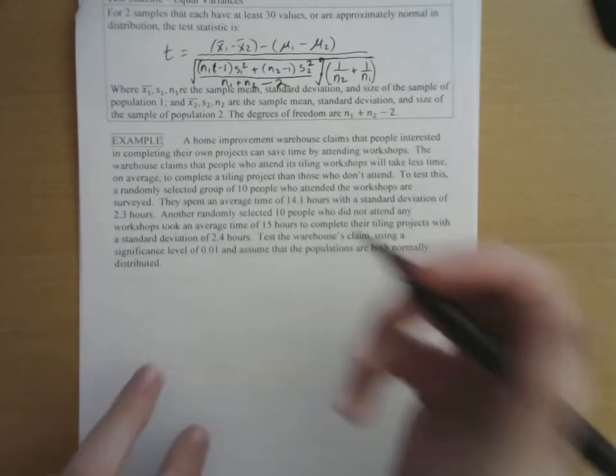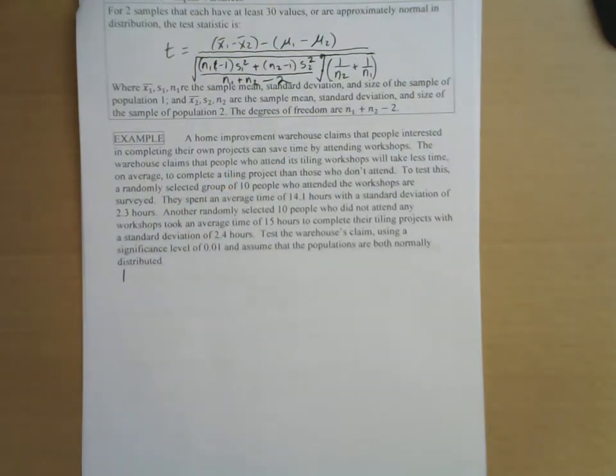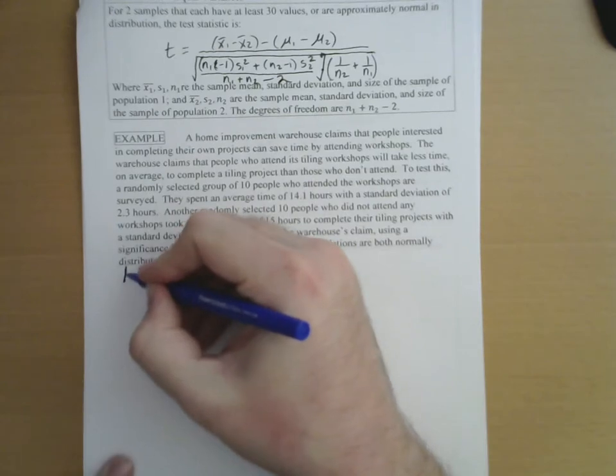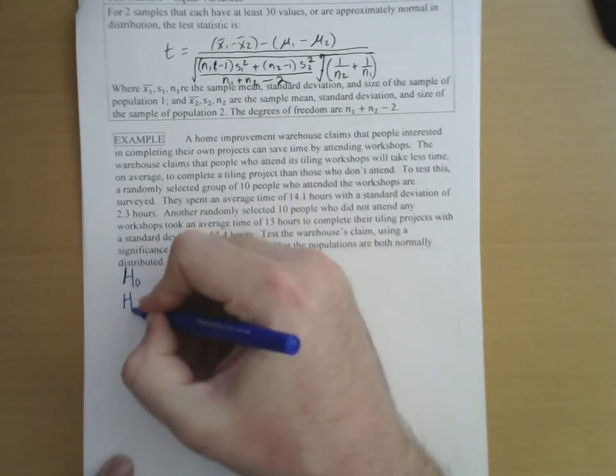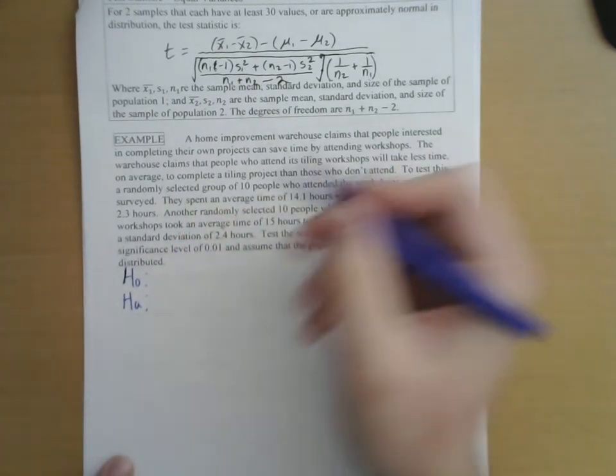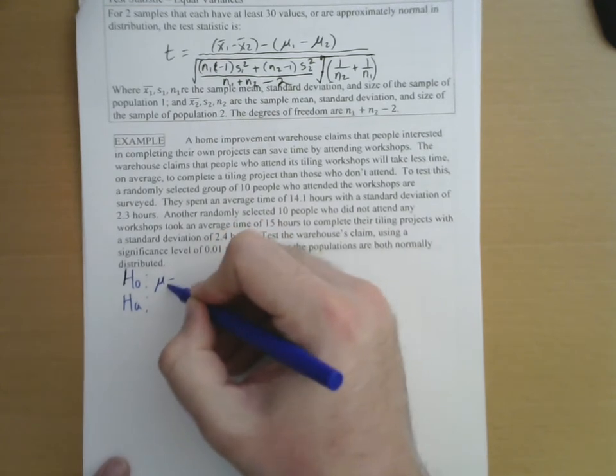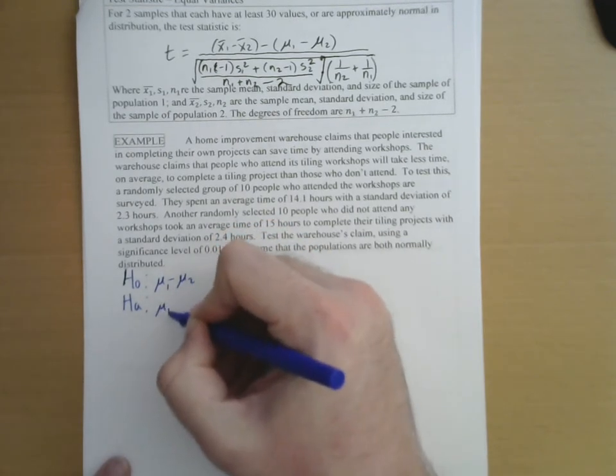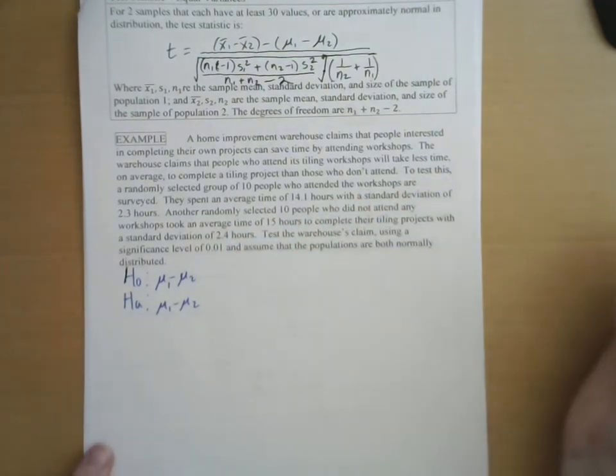So first things first, I should use the right color. Get our hypotheses, null and alternative. So again, mu1 minus mu2 and mu1 minus mu2, this is how they always look.